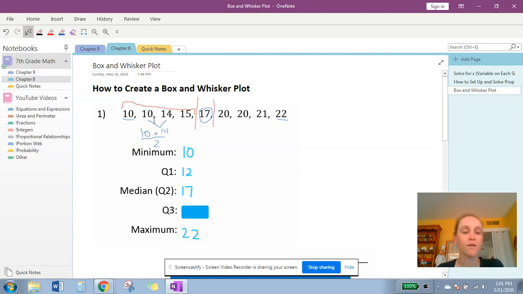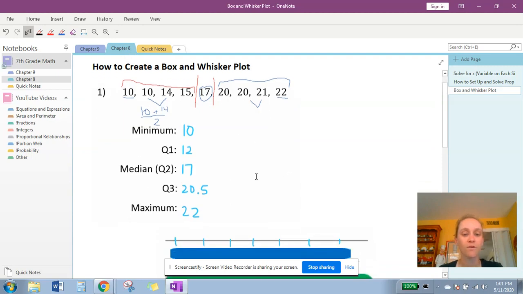So the Q1 is the median of the lower half, and the Q3 is going to be the median of the upper half. So same thing, I have two numbers in the middle here, add them up and divide by 2, then it would be 20.5, which makes sense because it's the middle of these two numbers.